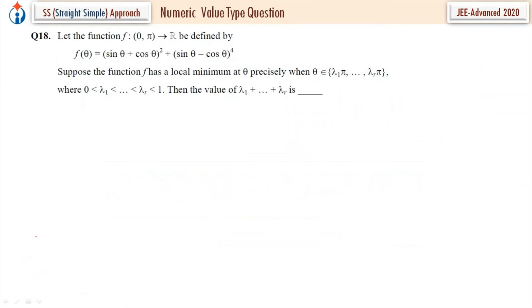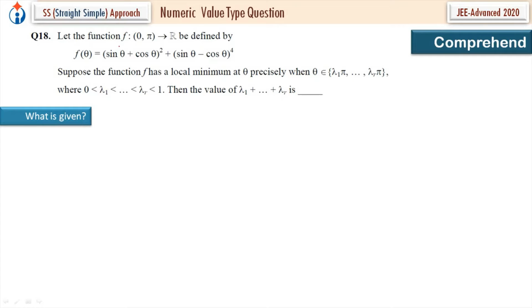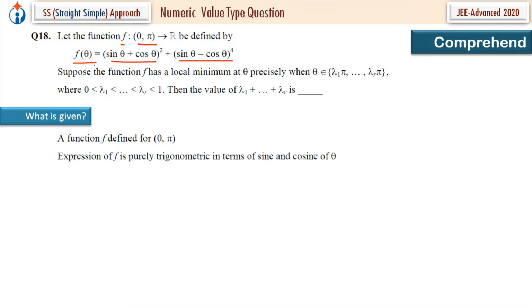Question number 18. Let's comprehend what is given. Let the function f, with domain the open interval 0 to pi, mapping to R, be defined by f(theta) = (sin theta + cos theta)^2 + (sin theta - cos theta)^4. So a function f is defined on 0 to pi. The expression of f is purely trigonometric in terms of sine and cosine of theta.